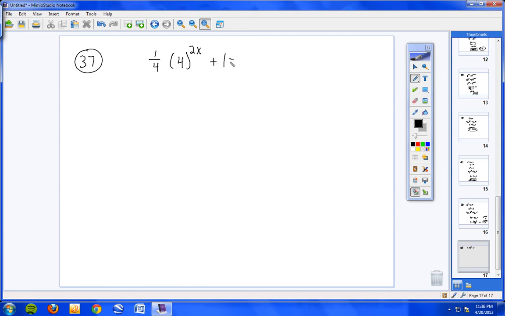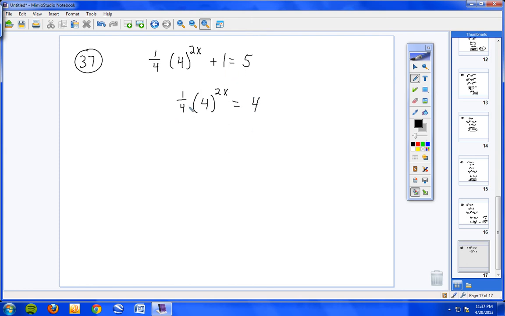There we go. Okay, notice we have one exponent with an unknown, so we're going to use the steps to the left. Step 1 says isolate the base. Here's your base, and here's your exponent. Isolate them. So we have to get rid of a positive 1, and we've got to get rid of a 1/4. So the first thing I'm going to do is subtract 1 from both sides. So I'm left with 1/4 times 4 to the 2x equals 4.